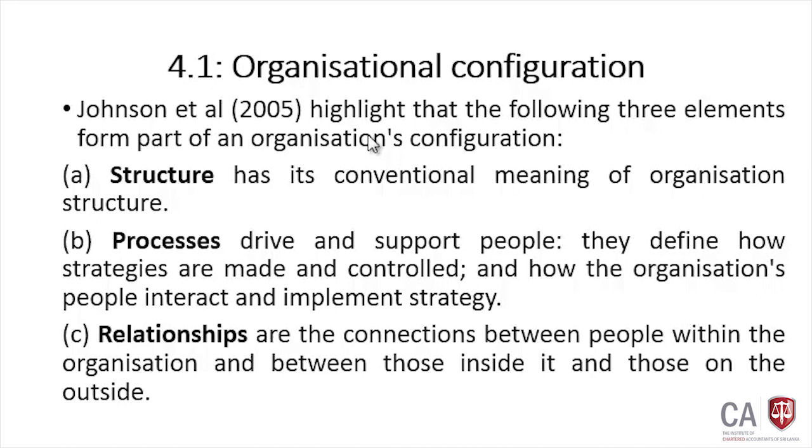Johnson and others highlight three elements that should be part of the organizational configurations. What are the three elements? One is structure, that is the traditional organizational structure we are talking about, that relationship. For example, what are the divisions we have, what are the units within the divisions, how the reporting should be done to different persons, what are the relationships among them. That is structure, right? Traditional structure. For example, by drawing an organizational chart, we can see the traditional organizational structure. That is one element. The second one is processes.